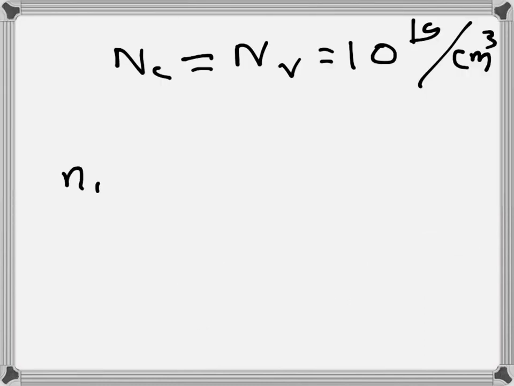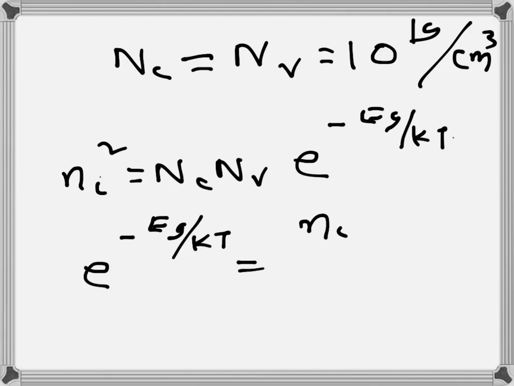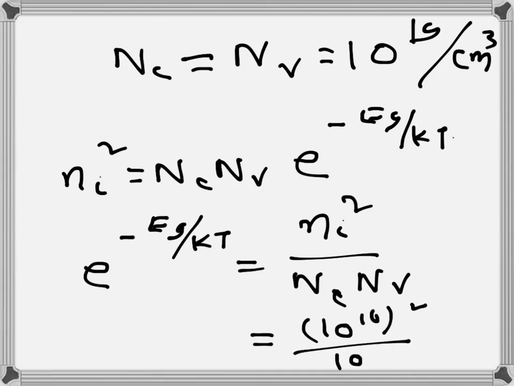If we recall the formula, Ni squared is equal to Nc times Nv e to the power minus Eg over kT. If we use this formula, it becomes e to the power minus Eg over kT equals Ni squared over Nc times Nv, and the only unknown here is the band gap, which we need to find. So this is (10^10) squared, and this is (10^19) squared.